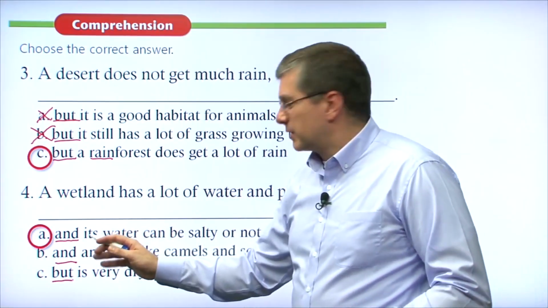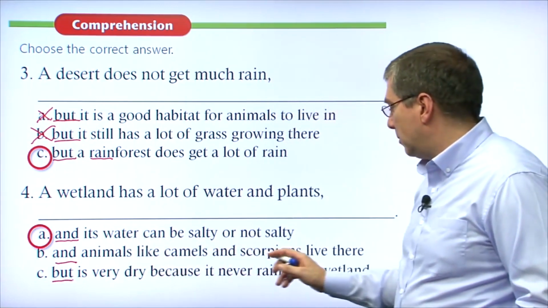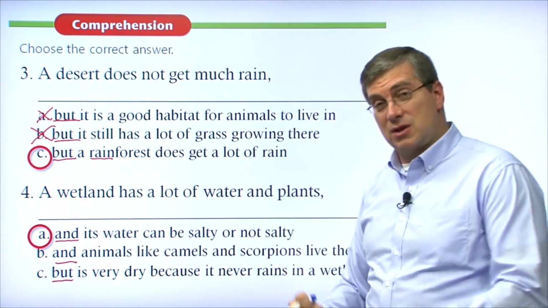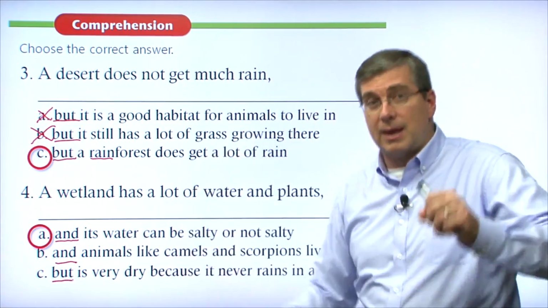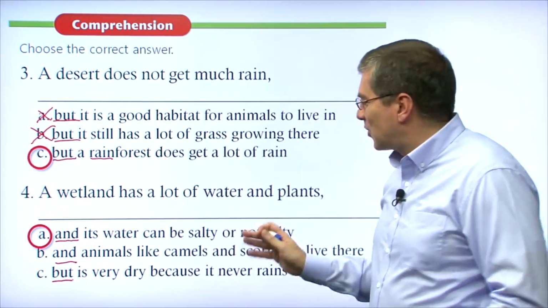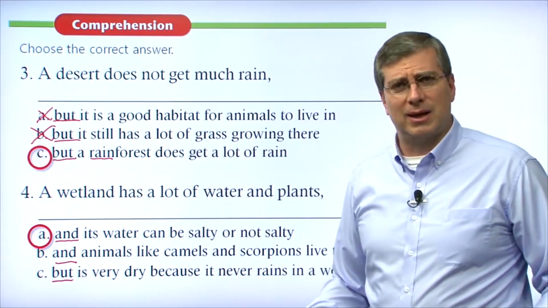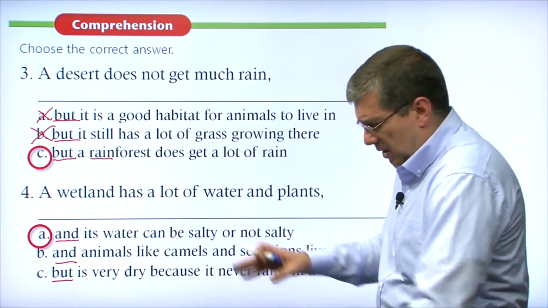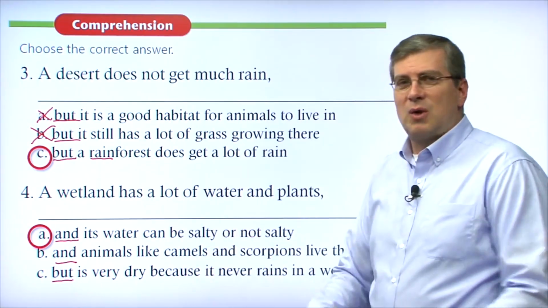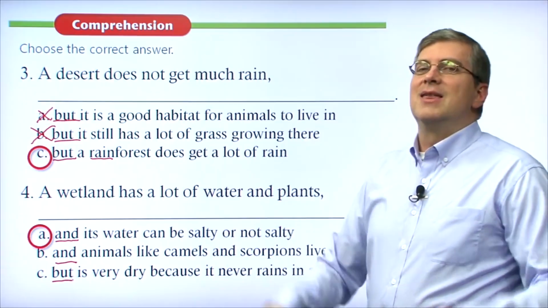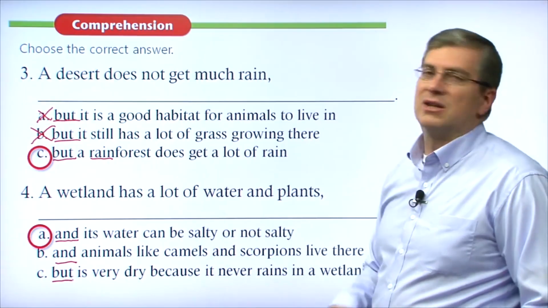B, let's just practice, continue. And animals like camels and scorpions live there, right? So you can see scorpions swimming along in the wetland. No, that's crazy, right? Scorpions don't live there. They can't live there. Camels would be very out of place in the wetland, of course, because they'd be stepping in the water, right? So camels and scorpions do not live in wetlands. They live in deserts. So obviously B is wrong.